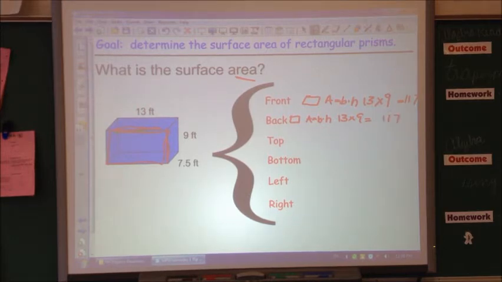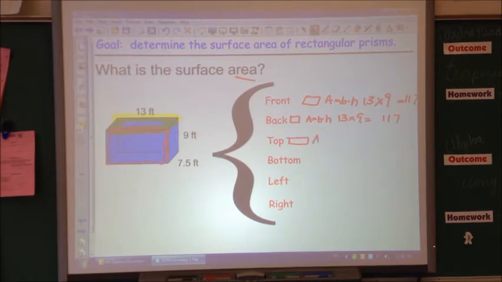Now the top, I'm going to look at the top one. Let me pick a different color, see what colors are up here. Here's a yellow. So I'm going to look at the top. This is the top part right here. And it is also in the shape of a rectangle. That's why it's called a rectangular prism. So the top kind of looks like this to me, which is a rectangle.